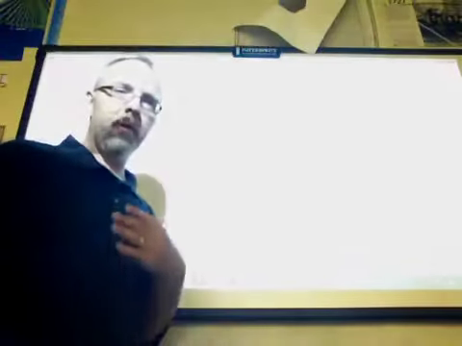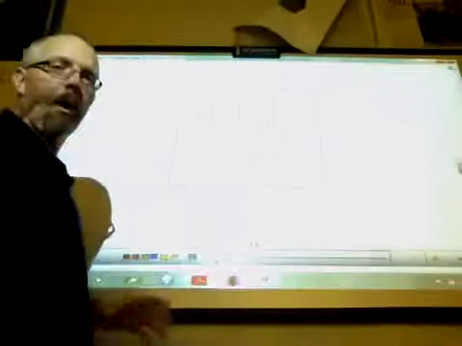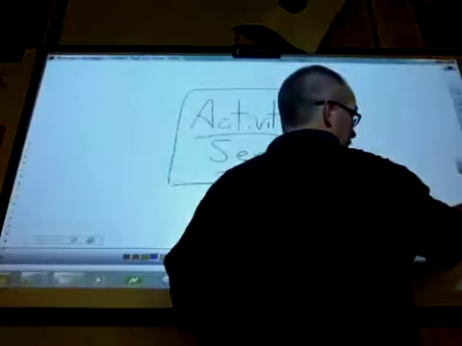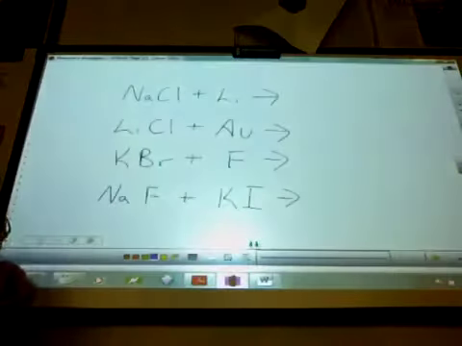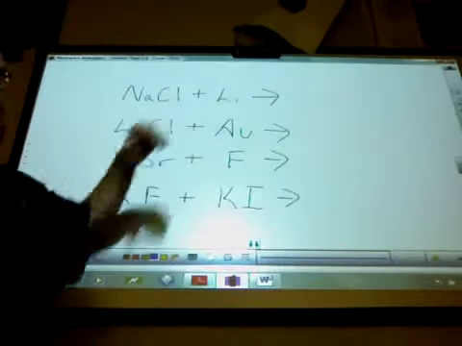All right, the next clip that we're going over here is on activity series. Activity series is the process of determining whether a reaction will occur or not. I have some base examples up here. The first example I have is sodium chloride and lithium. As you can see, sodium chloride and lithium are sitting there.